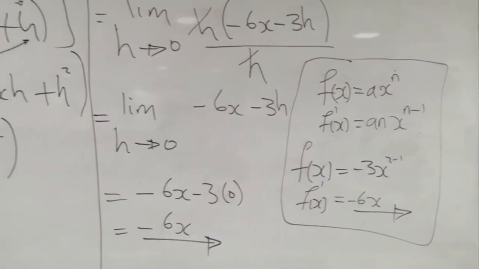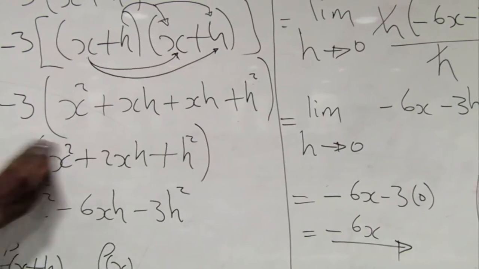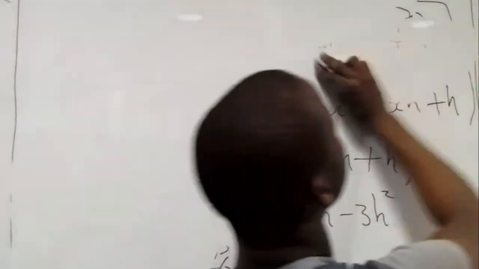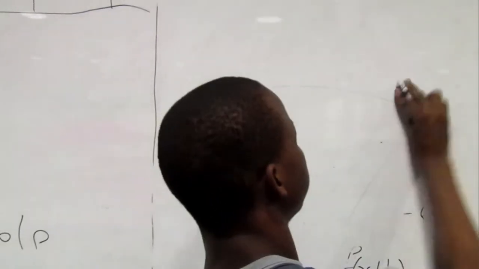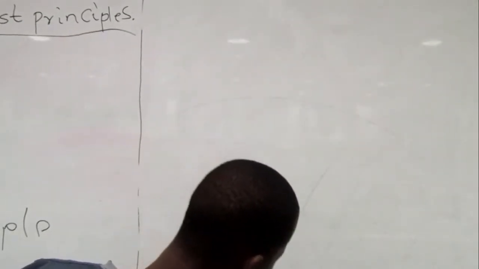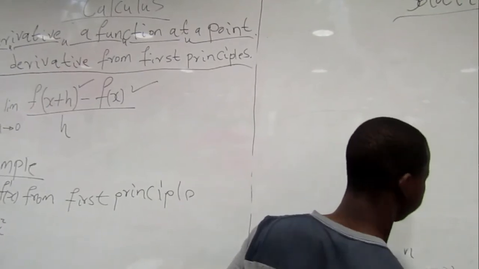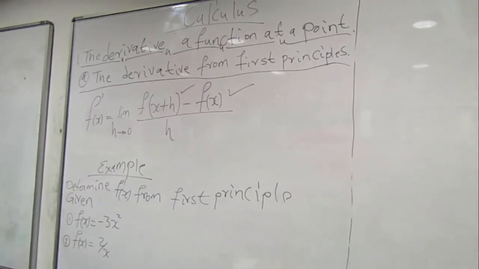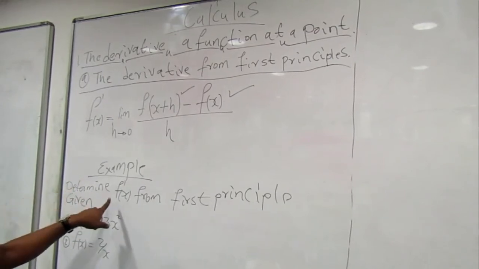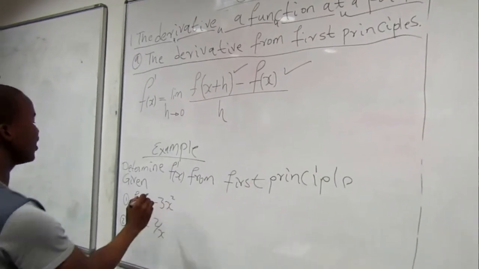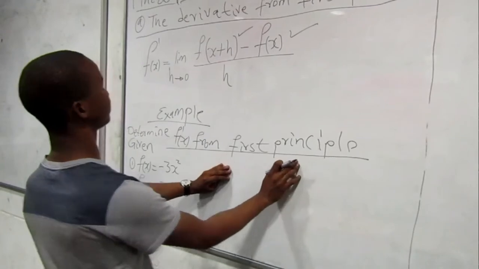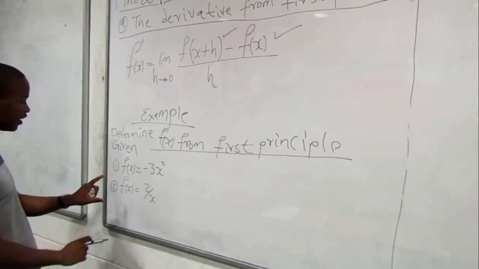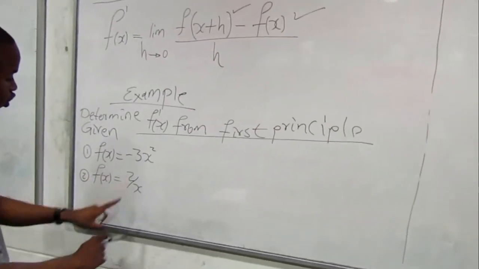Now we are doing the second question. The second question says determine f prime of x from first principle. The question is always going to be like this, from first principle. You need to note these words, this is the term, from first principle. You use this formula. The second question says given f of x is equal to 2 over x.